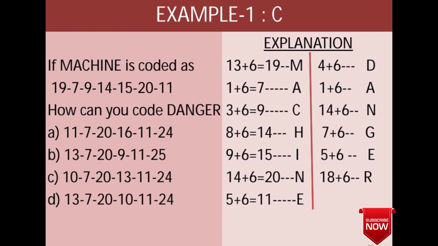Coming to the answer. In DANGER, D's position is 4, A's position is 1, N's position is 14, G's position is 7, E's position is 5 and R's position is 18. So we should add 6 to all these numbers: 4 plus 6, 1 plus 6, 14 plus 6, 7 plus 6, 5 plus 6 and 18 plus 6, which gives the answer as 10, 7, 20, 13, 11, 24. So the answer for example 1 is option C.